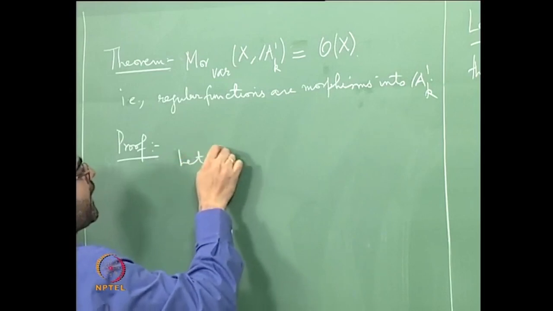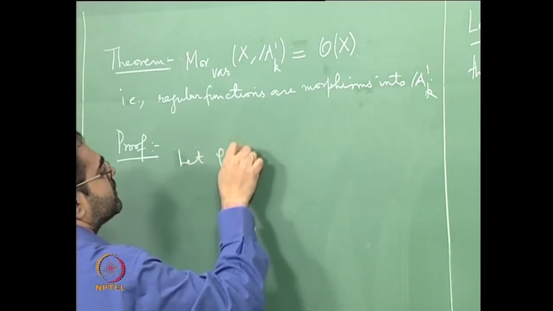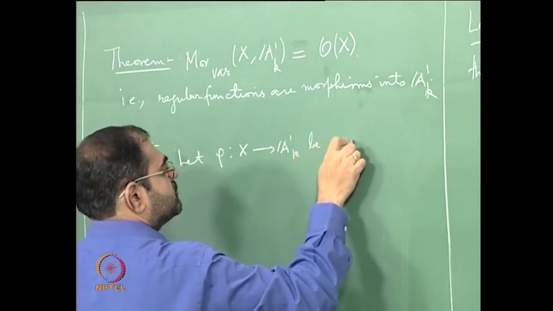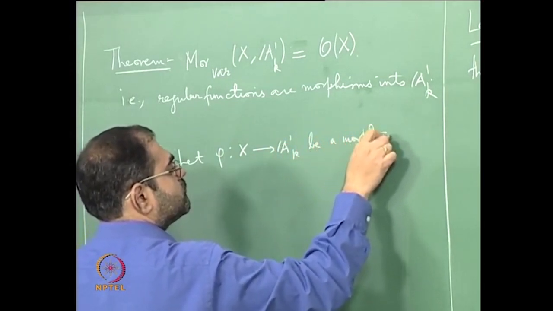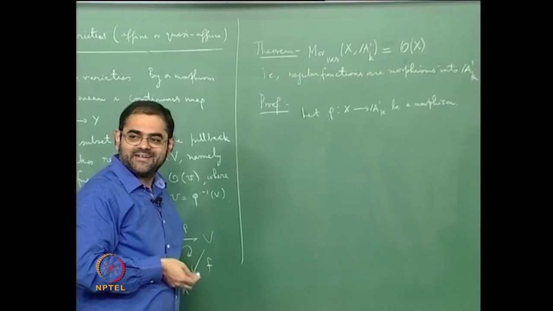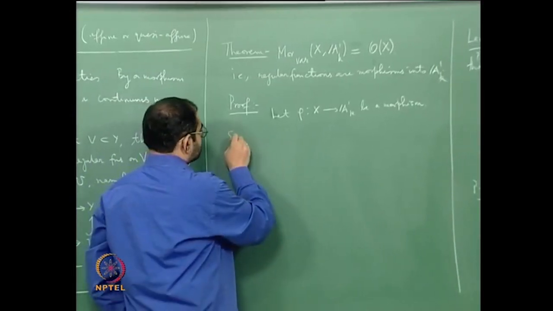Let phi from X to A1 be a morphism. Okay, what do I have to show? I have to show that phi is a regular function. All right.